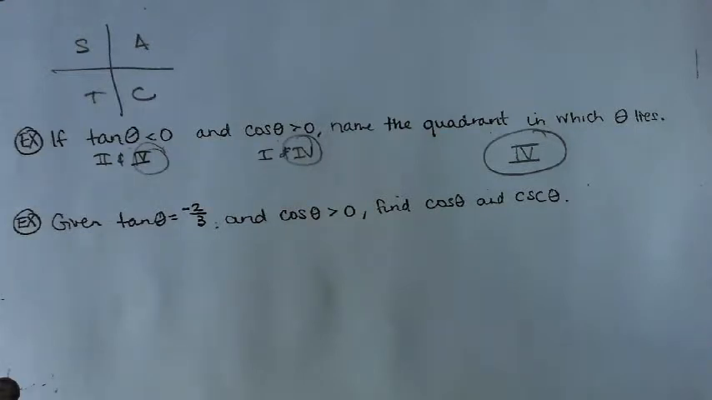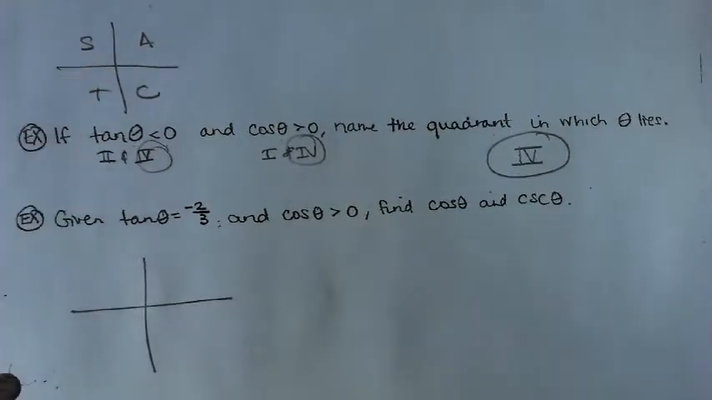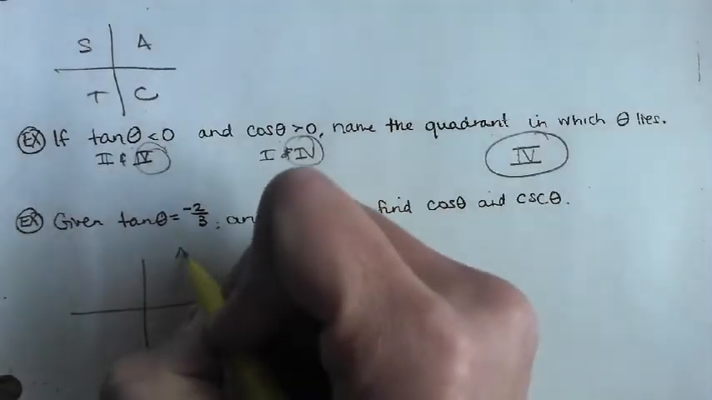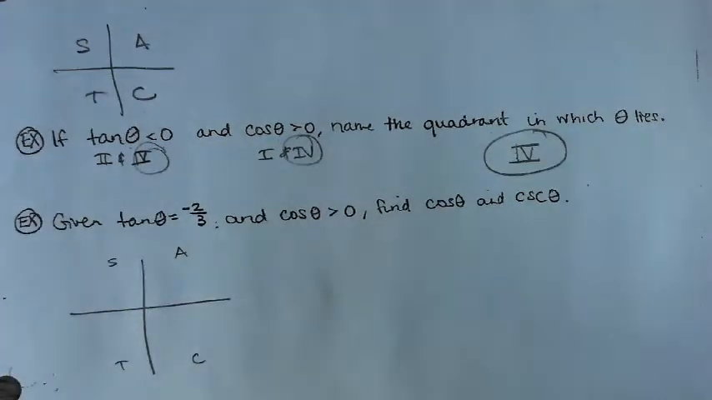Next example, tangent is negative 2/3, okay? And cosine is positive. So then from that, they want us to find the cosine and the cosecant. First of all, think about, on your own for a minute, think about what quadrant we're going to be in. And then I'll have you hold up 1, 2, 3, or 4 on the count of 3. Go ahead, think about it for 30 seconds. Okay, hold up 1, 2, 3, or 4 on the count of 3. 1, 2, 3. Good, we're in quadrant 4. Tangent being negative means we have to be here or here, and cosine being positive puts us here.